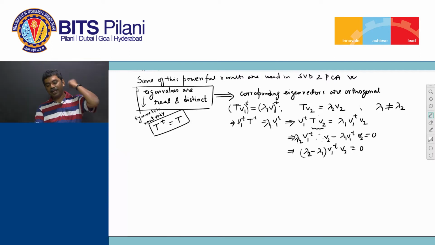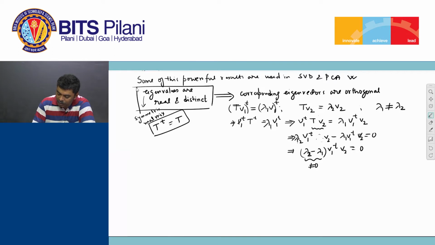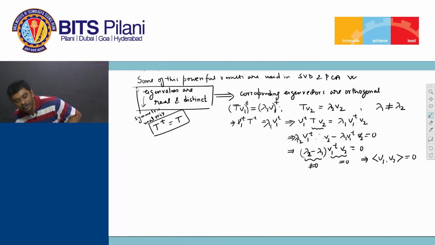So what do I know about this? I know that the eigenvalues are real and distinct, so this factor cannot be 0, so v1 transpose v2 has to be 0. What is v1 transpose v2? It is nothing but the inner product of v1 and v2, and that's equal to 0. If the inner product, or dot product, is 0, then v1 and v2 must be orthogonal to each other. These are the corresponding eigenvectors of eigenvalues lambda 1 and lambda 2. So we established that if we have a symmetric matrix where the eigenvalues are real and distinct, the corresponding eigenvectors are orthogonal. Fine. So what?